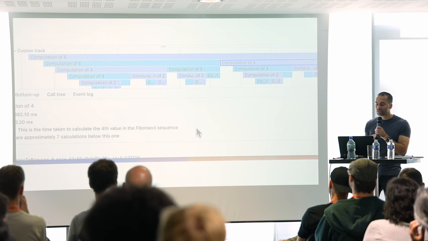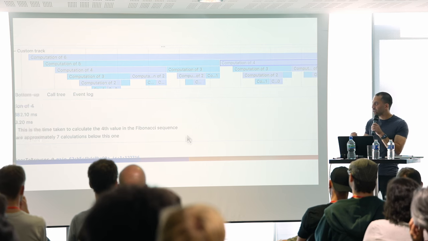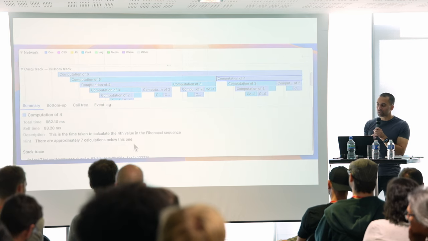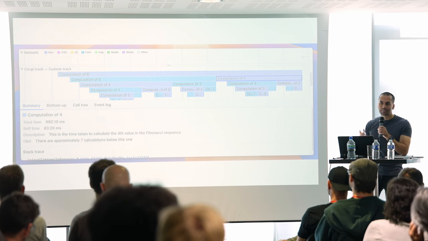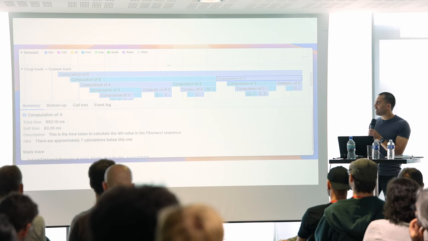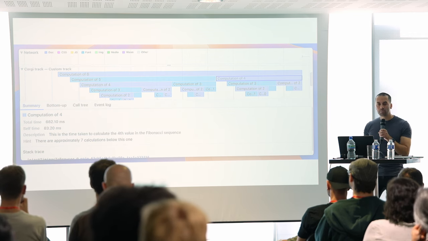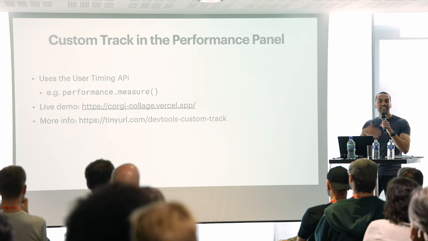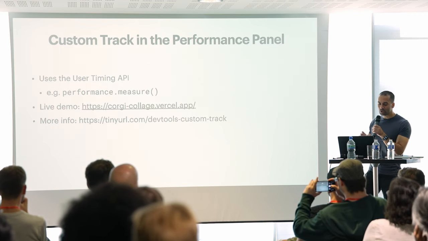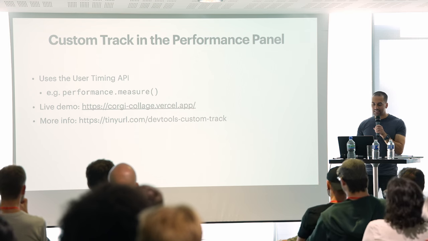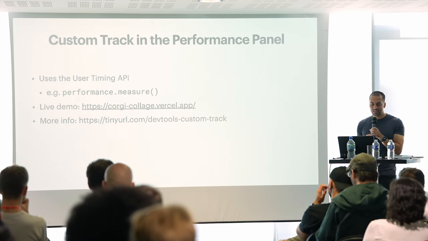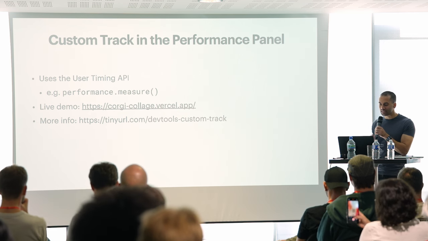If you want to include the current state of your application and put bits of JSON in here, or you want to show information about the logged in user, you can do that. It's a pretty powerful debugging technique, a bit more involved, because you obviously have to instrument your code. It uses the user timing API. There is a link to the demo if you want to try this out. And the explainer or documentation on how to use this and the code that you need is at tinyurl.com/devtools-custom-track. That links to a Google Doc that explains how to use this.